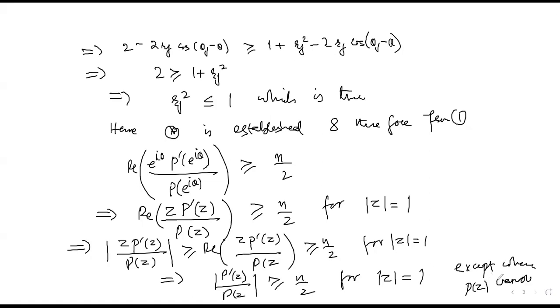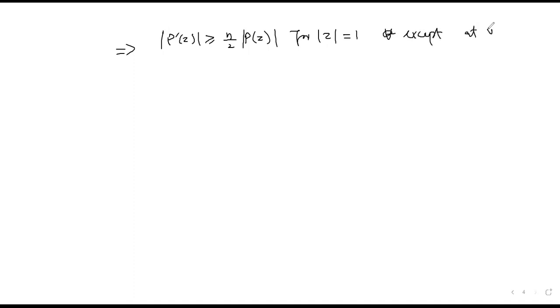ठीक है, ये हम बहुत बार कर चुके हैं. So which implies that |p'(z)| is greater than or equal to n/2 times |p(z)| for |z| = 1, for all except at values of z where p(z) is equal to 0.